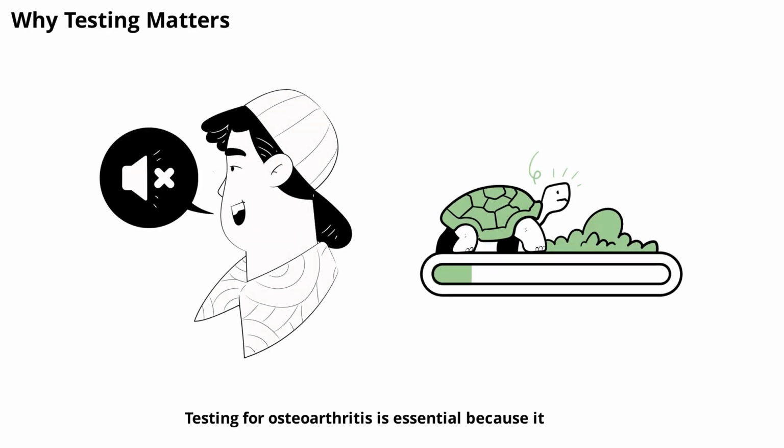Testing for osteoarthritis is essential because it helps distinguish this condition from other joint problems, such as rheumatoid arthritis or injuries. Accurate evaluation allows doctors to create personalized treatment plans, monitor disease progression, and adjust therapies as needed. Without proper testing, patients might not receive the most effective care. Now, let's look at the first step in the evaluation process, the clinical examination.